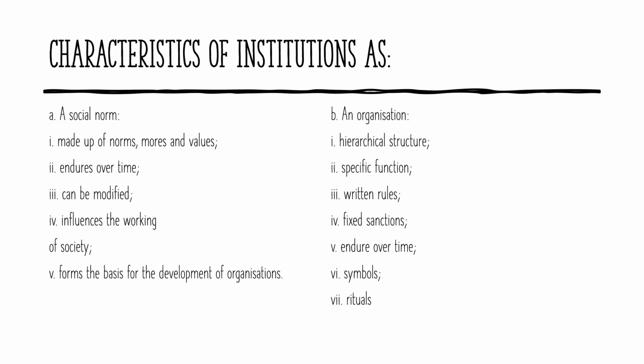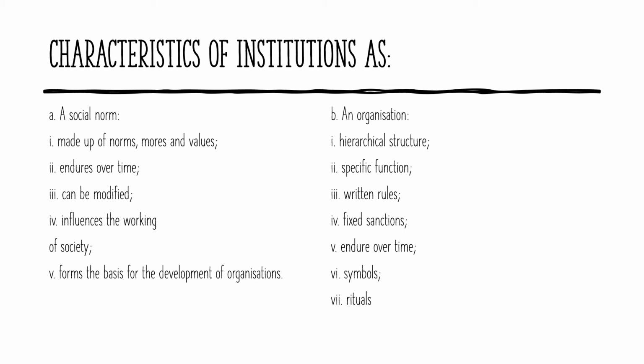Now, what are the characteristics of an institution? When an institution becomes a social norm, what are the characteristics? One, it is made up of norms, mores, and values. Two, it endures over time. Three, it can be modified. Four, there are influences on the working of society. And five, it forms the basis for the development of organizations.